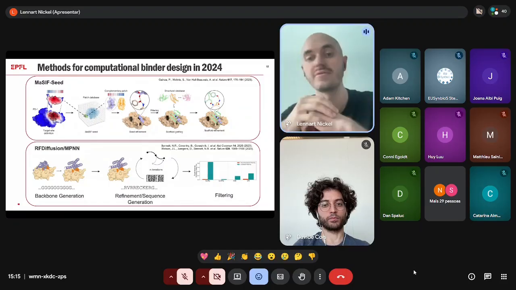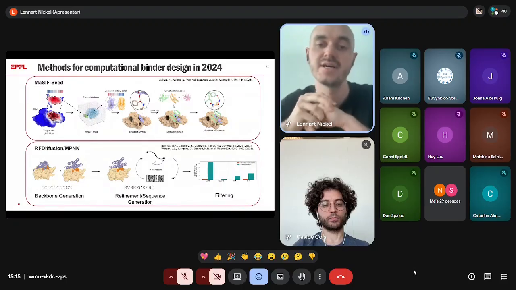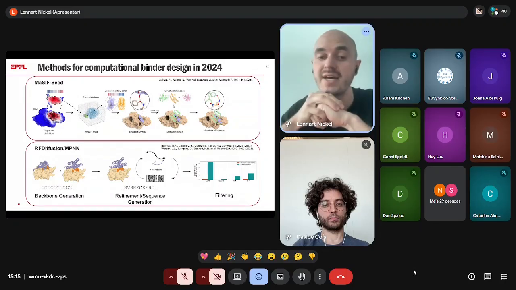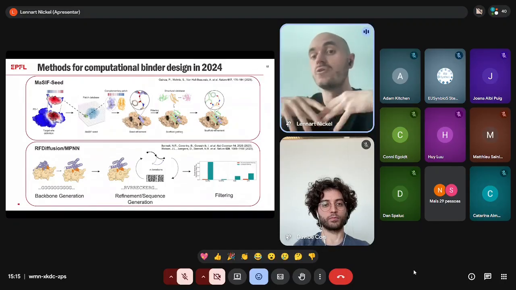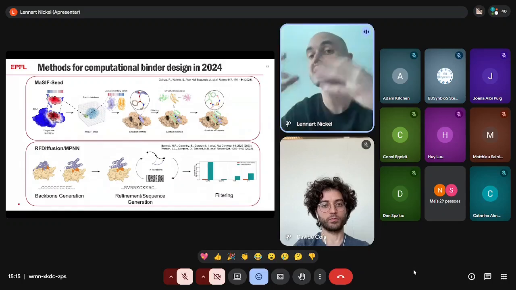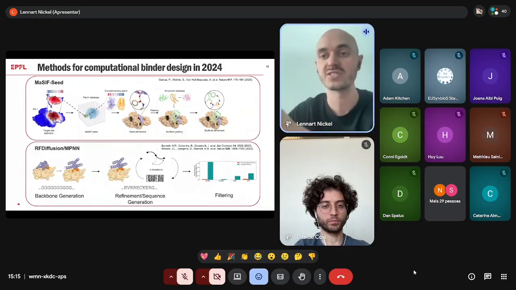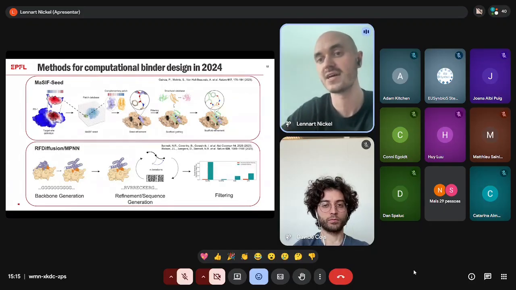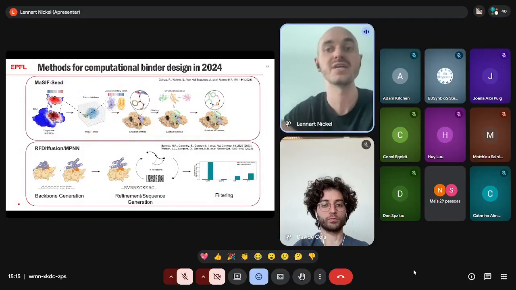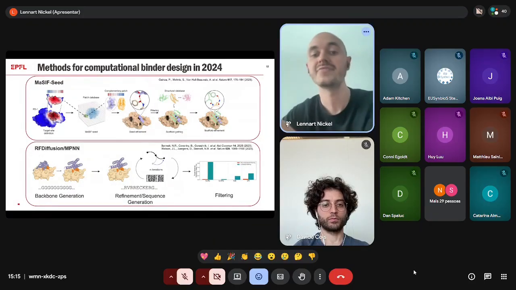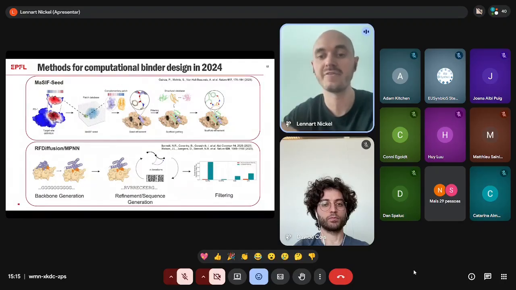And then later, not that much later, there was RF diffusion, which moved completely away from these libraries by generating the backbones that I previously described, essentially for every new target on the spot. So you would really generate a backbone for a binder first, for the target site that you're interested in, which makes things like shape complementarity much easier to achieve. And then you would design a sequence on top of it and filter it.